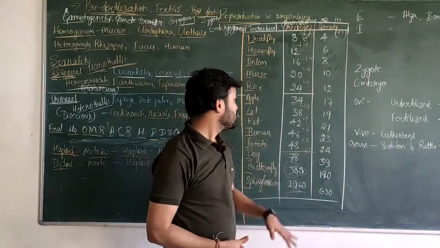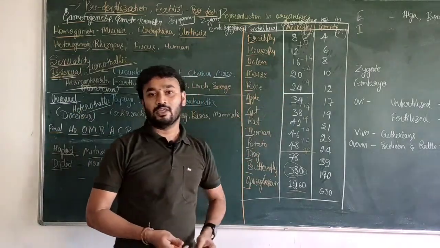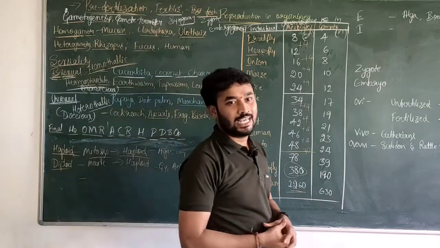Okay, so this is what the gametes and meiocytes having the chromosome number with respect to the NCERT given examples. Hope this is useful.